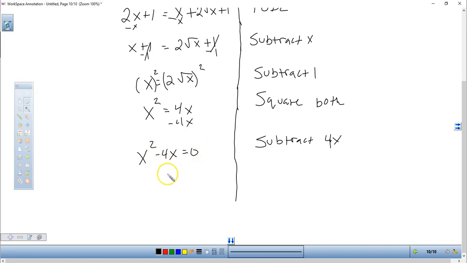And now I need to factor. This time there's not 3 of these, there's no c term, so I don't try to factor c to make the middle b. All I do is see what do these two terms have in common, and they both have x.